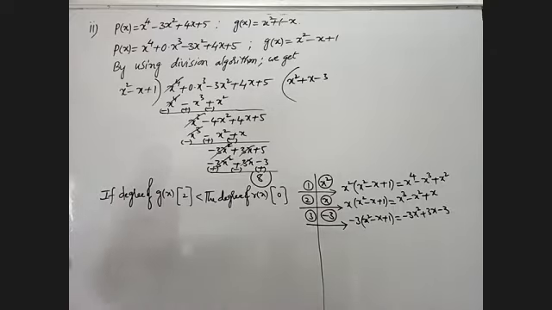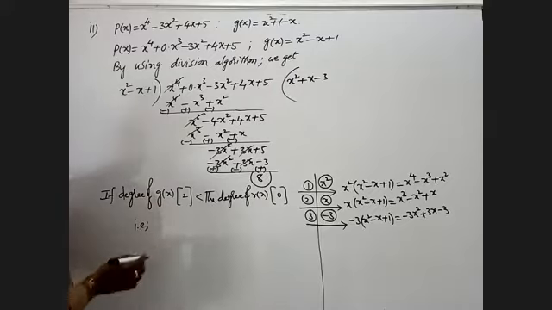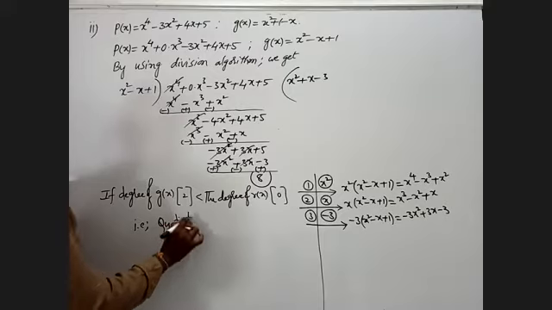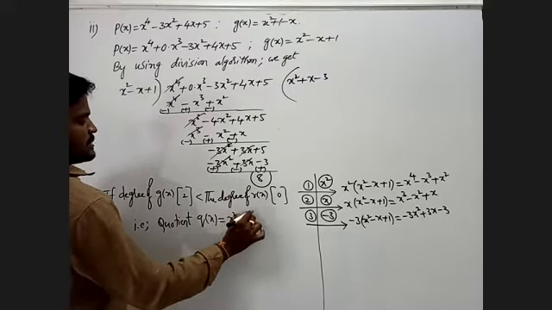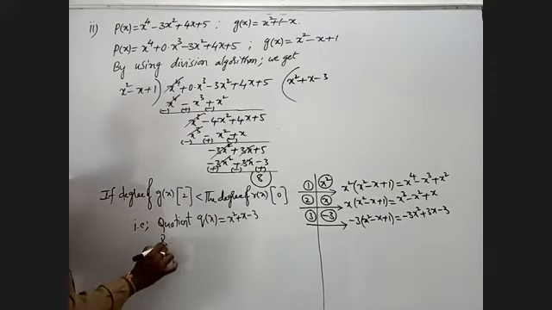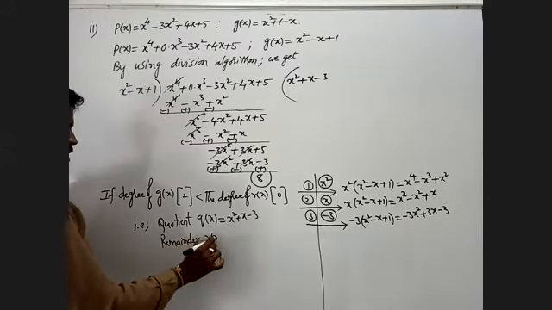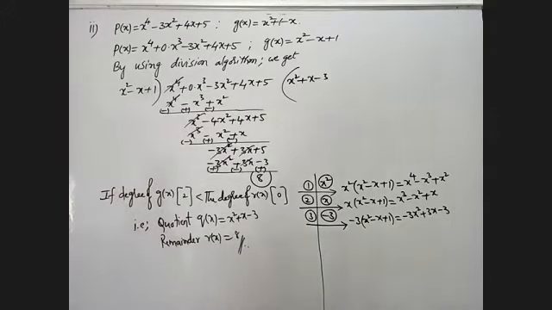By the problem, what do I have to find out? I have to find out the remainder and the quotient. First, we will write the quotient q of x is equal to x square plus x minus 3. After that, the remainder r of x is 8, I will write. First, we will write this one, after that I will explain the next one.